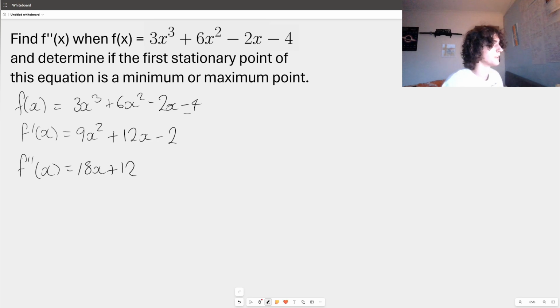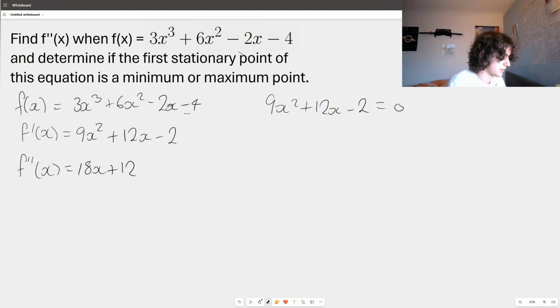So now we have our first and second derivatives. So the first part of the question has been answered. We have found our second derivative, 18x plus 12. We now need to determine if the first stationary point of this equation is a minimum or a maximum point. So how do we find a stationary point? Well, a stationary point occurs when the gradient is 0. So when f dash of x is equal to 0. So we are going to look for where 9x squared plus 12x minus 2 is equal to 0.